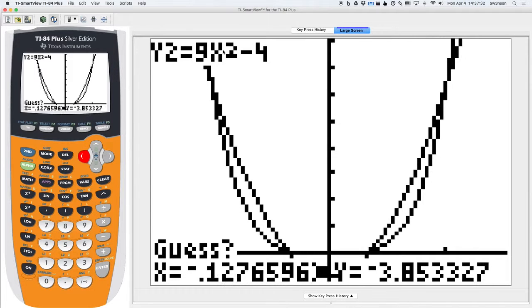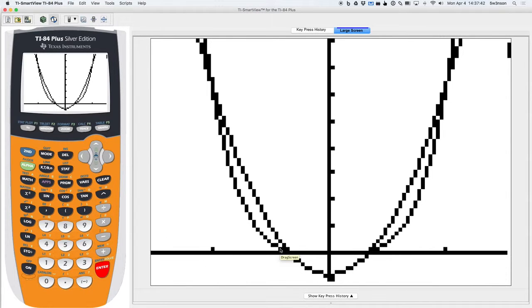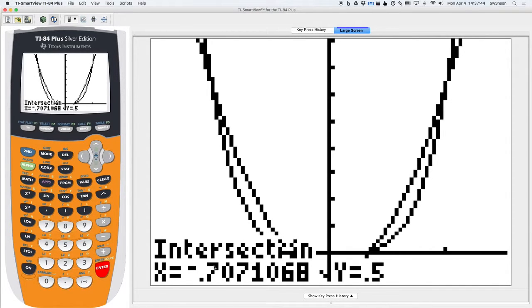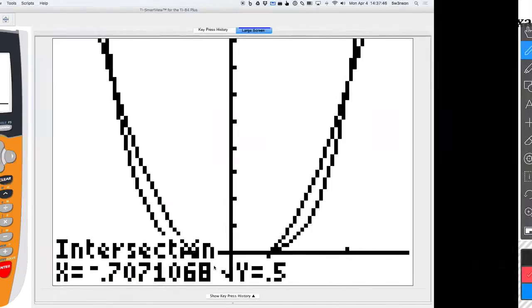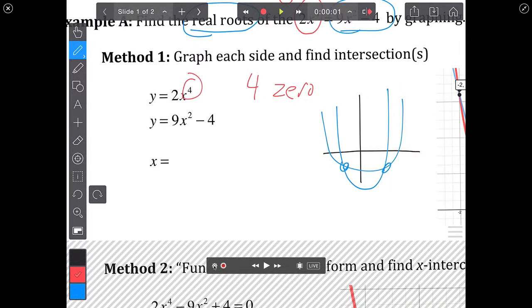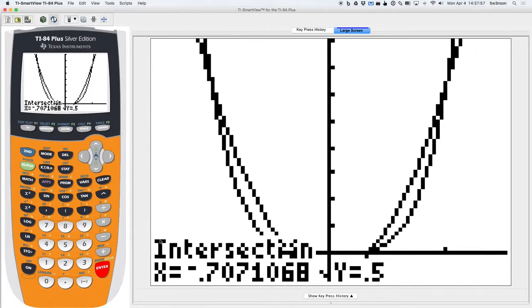Now, it asks us to make a guess. So I'm already at this one right here. So I'm going to guess. And it doesn't actually matter how close you get too much. The calculator will just take longer. So I hit enter, boom, and the intersection, one of my solutions is -0.707. So I can actually come over to here and set that up, -0.707. And there we go. So let me come back and find another one.